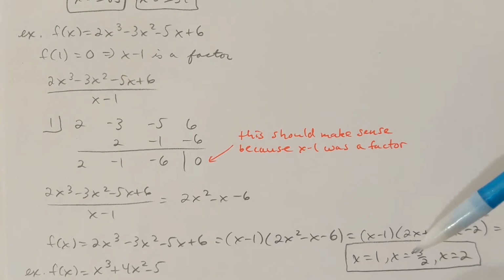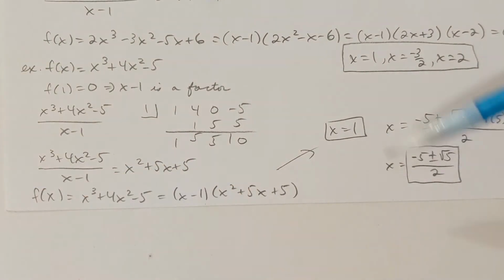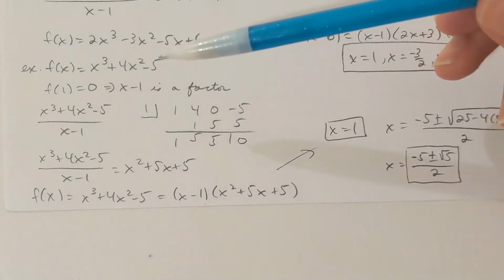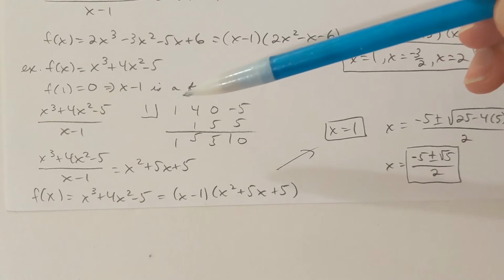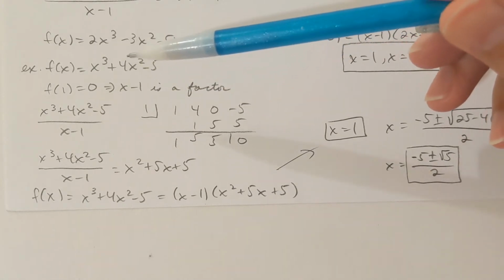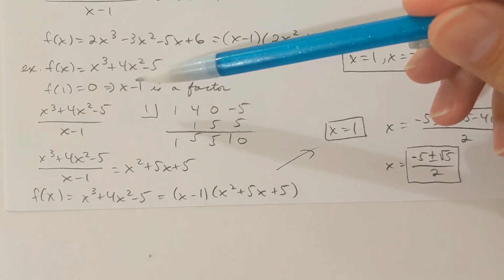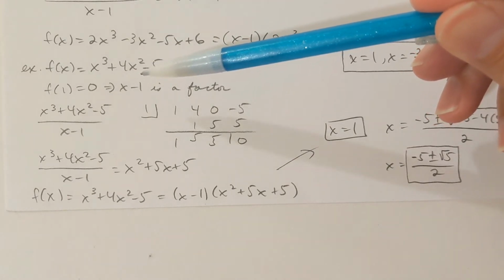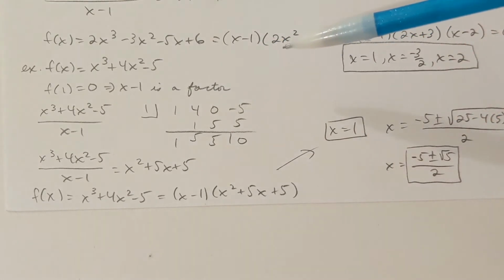Okay. Let's look at one more here. F of x equals x cubed plus 4x squared minus 5. Well, f of 0 is negative 5, so 0 is not a 0 of f. If I try 1, though, 1 plus 4 is 5 minus 5 is 0. So f of 1 is 0. X minus 1 is a factor.